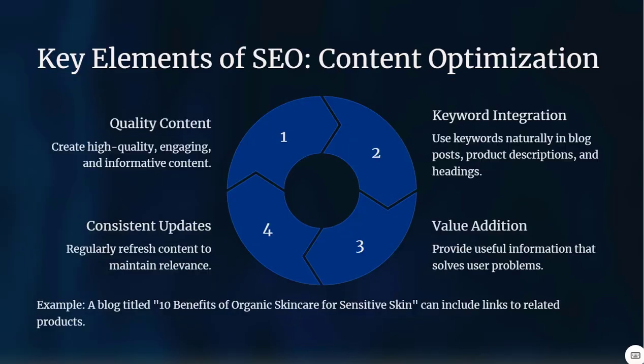Now we look at another key element of SEO, the content optimization. The content optimization: the quality of the content, the keyword integration, the value addition, and the consistent updates, right? Content is the foundation of SEO. It needs to be high quality, engaging, and informative to attract and retain readers. Integrate keywords naturally throughout the content, in blog posts, product descriptions, headings. Don't force them in, make them flow naturally.